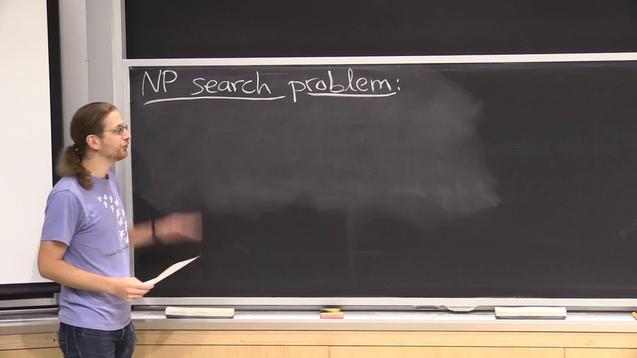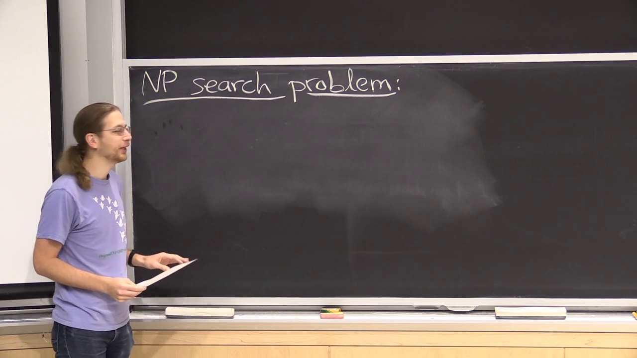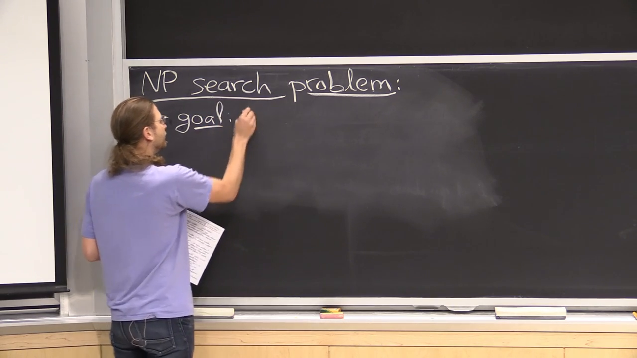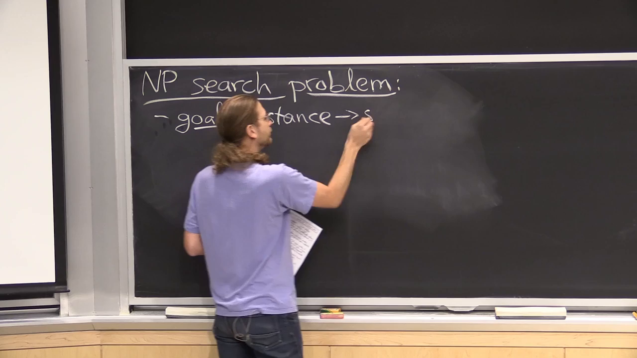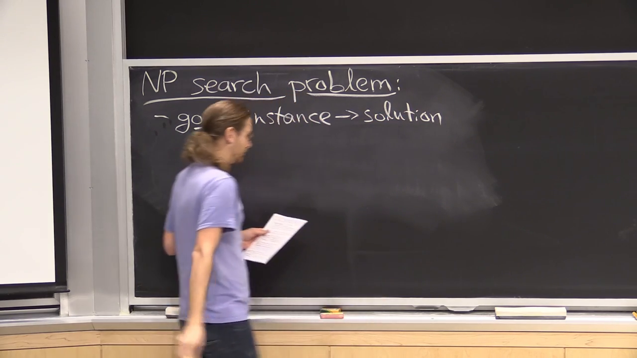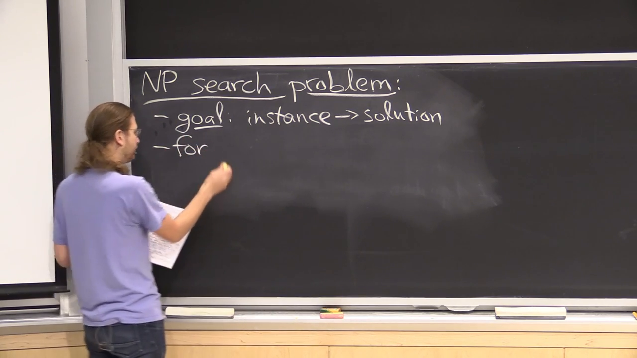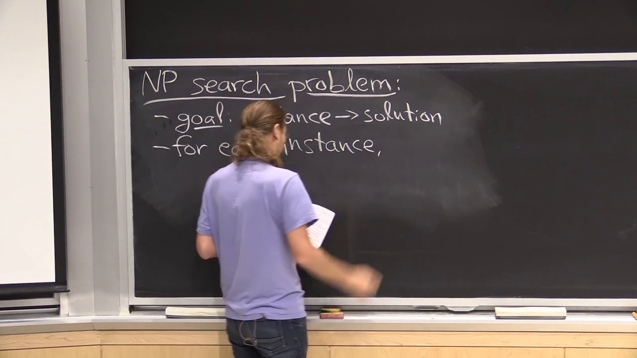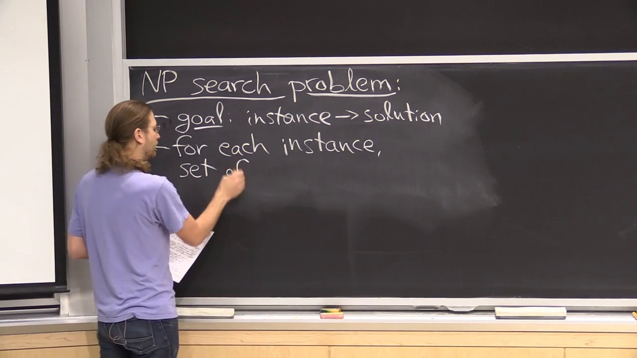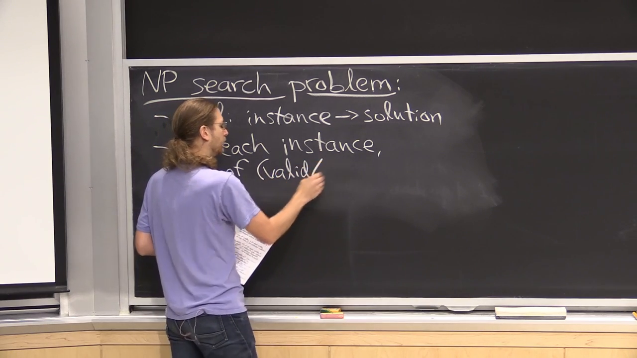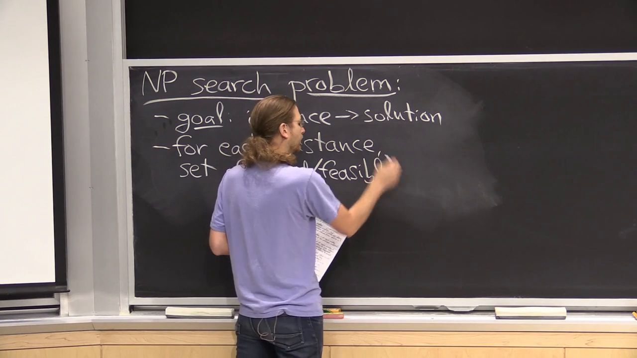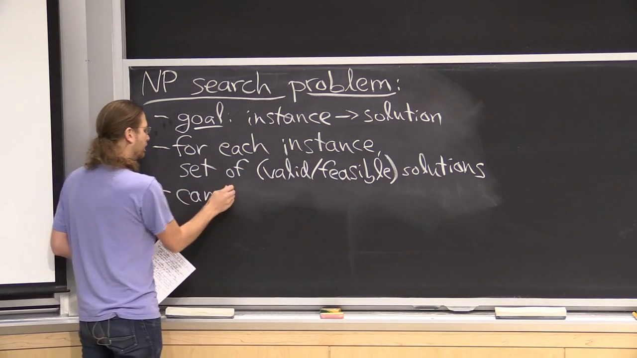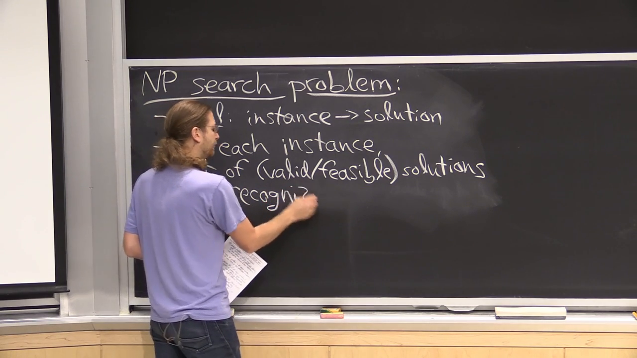Search problem, you're trying to find a solution. This is just like an optimization problem, but with no objective function. Today, all solutions are created equal. So we just want to know how many there are. So we're given an instance of the problem. We want to produce a solution. Whereas in the decision problem, we want to know whether a solution exists. With a search problem, we want to find a solution. Almost the same thing, but. So that would be a search problem in general.